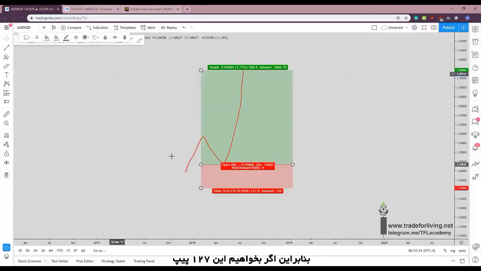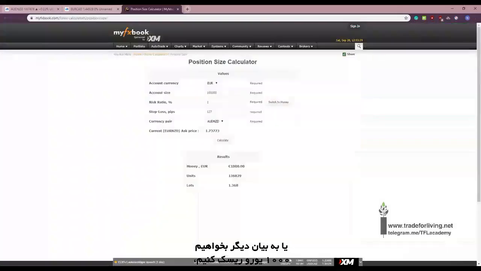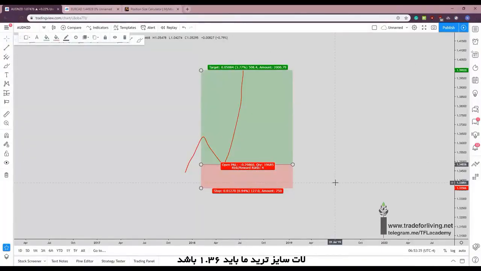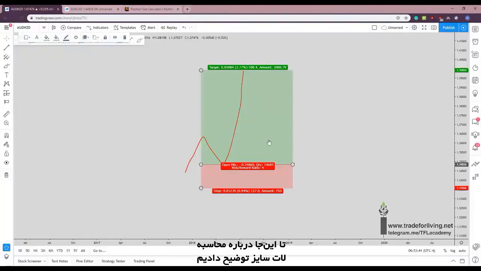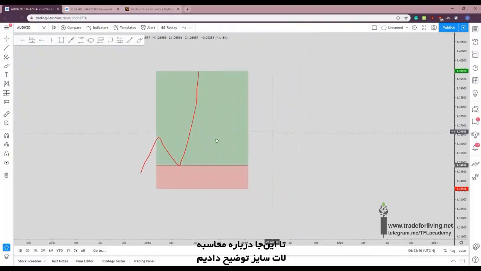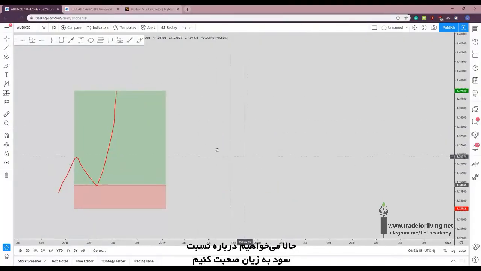So basically, if we want this 127 pips to be 1% of our account, or in other words, a $1,000 risk, then what we need to do is regulate our lot size to be 1.36 lots, as the calculator has just given us. Very simple concept. Now, another rule about this is how you're supposed to calculate your lot size.